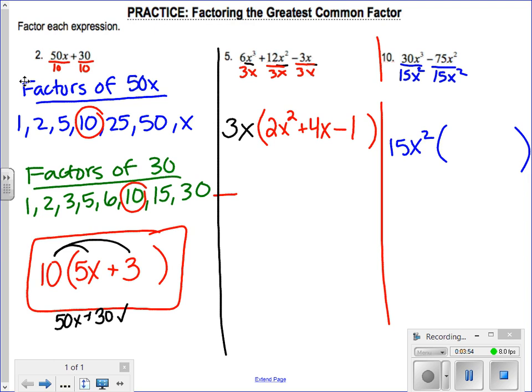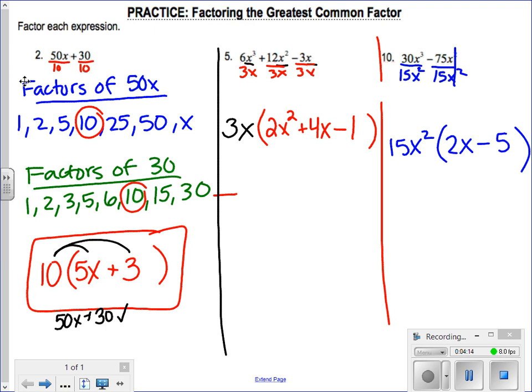When I divide each term by 15x squared, I end up with 2x, and then negative 75 divided by 15 is negative 5, and the x squareds end up canceling off. So I have 15x squared times 2x minus 5.